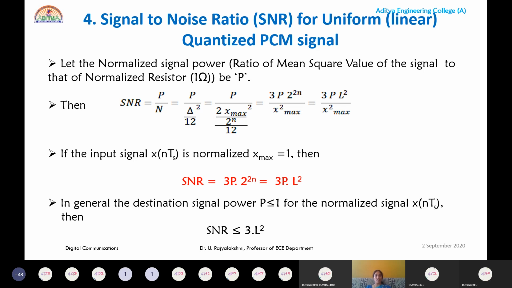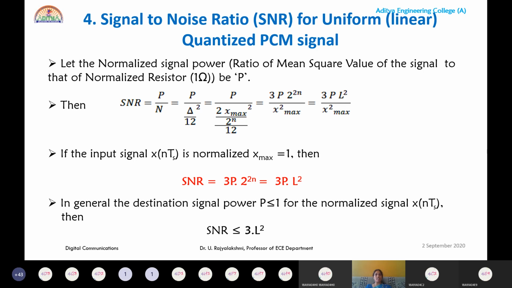What is the definition of normalized signal power? It is defined as the ratio of the mean square value of the signal to the normalized resistance. Normalized resistance is 1 ohm. If the signal x of t is normalized, then we can take 1 ohm. Anyhow, let us assume the signal power as capital P. That is, let us assume this normalized signal power, the numerator of SNR, as capital P.